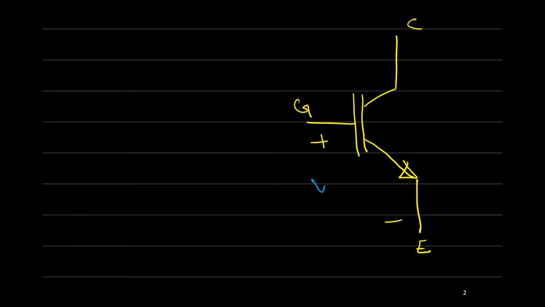Let's consider this transistor. Let's say that we have an IGBT transistor. Here we have the gate, the collector, and the emitter. Here we have the VGE, the gate emitter voltage, and the collector emitter voltage, VCE. And here we have the collector current.